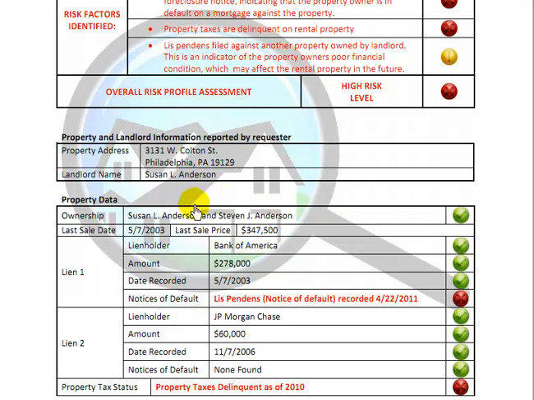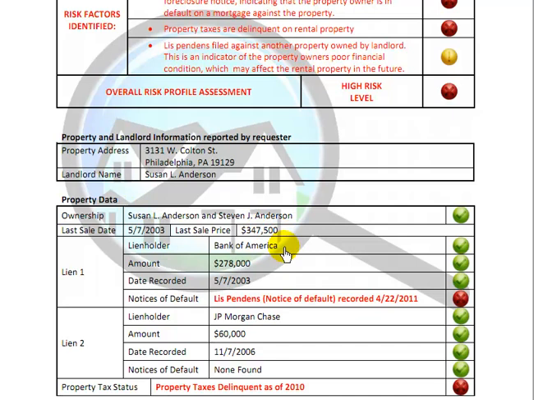So in this case, we find out the owner is Susan L. Anderson. She owns it with Stephen J. Anderson. Landlord name was Susan L. Anderson. It earns a green check mark. Everything looks fine. We'll tell you when the house was last sold, what the price was, just for your information. Maybe you're thinking about renting for a while and then buying the house. It could be good information for you to know.